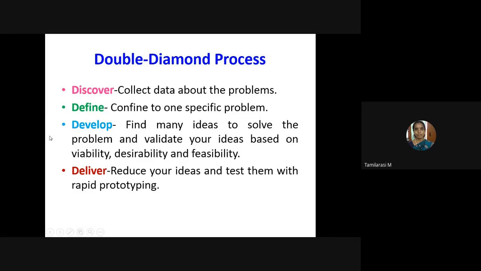Then again go back, again the process is repeating. Okay, again you are correcting the information about the problem in your prototype, then you confine to the specific problem, then you add that feature into the prototype, then again deliver it to the customer. So you repeat the same process till the customer is satisfied. So this is the double diamond process. This is given in a pictorial way.